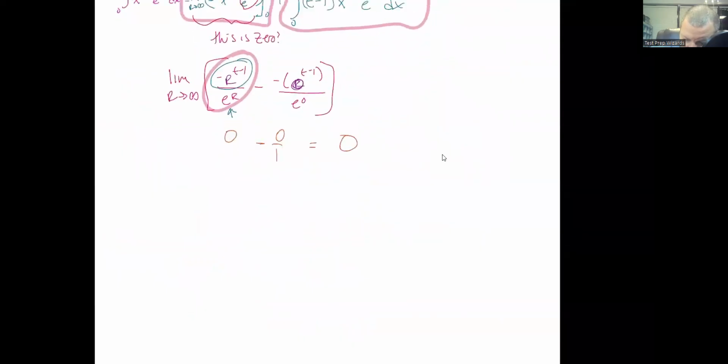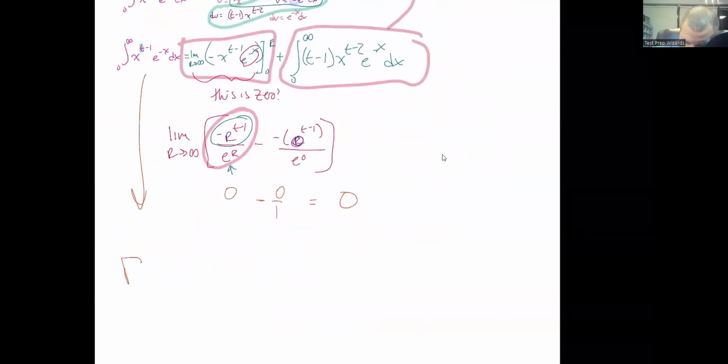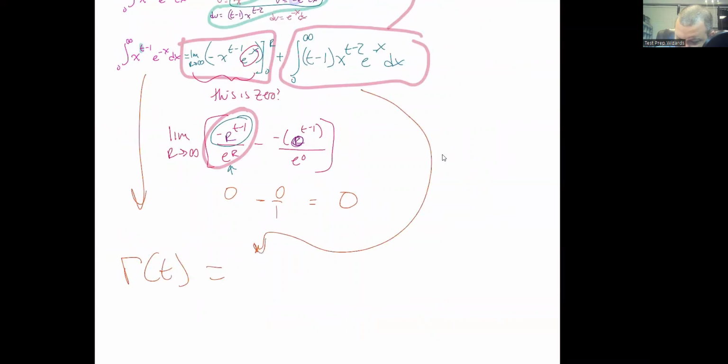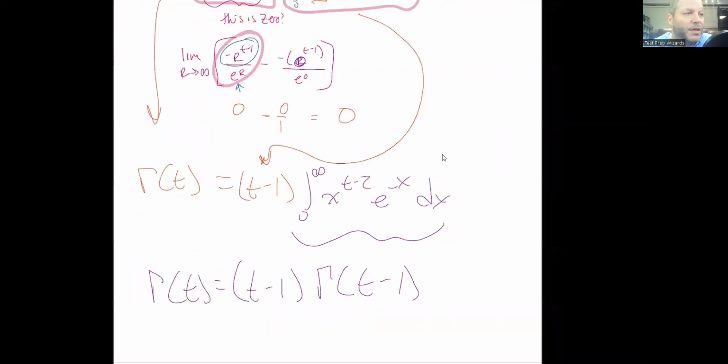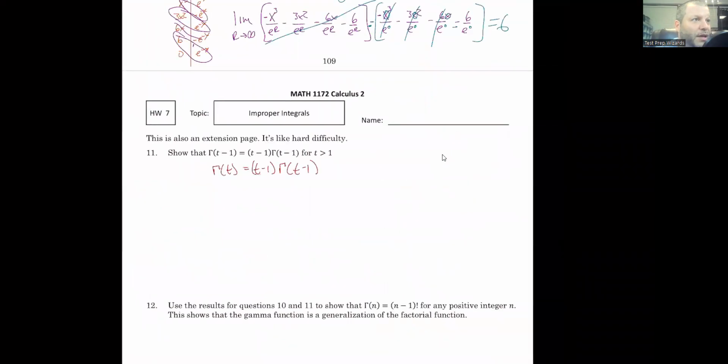So we have gamma of t equals this thing, which is t minus 1, which we could pull out because, again, it's not a variable, times the integral from 0 to infinity of x to the t minus 2, e to the negative x dx. But this thing here is just gamma of t minus 1. So t minus 1 times gamma of t minus 1 gives us the result that we were looking for.